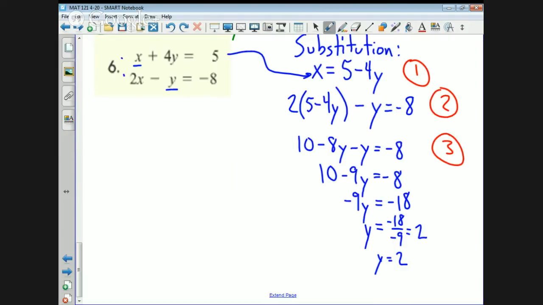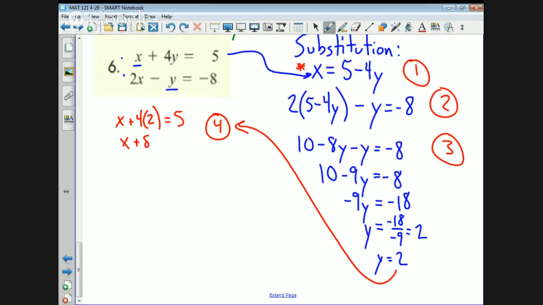So for step 4, I'm going to plug it into the first one. Why not? Some people may be saying, well, that's this thing over here. Can I use that? Technically, yes, you can, but I'm going to illustrate the steps in their entirety. So y equals 2, I'll have x plus 4 times 2 equals 5.